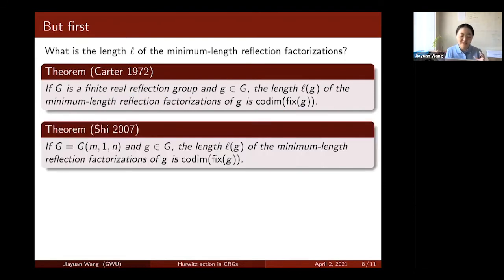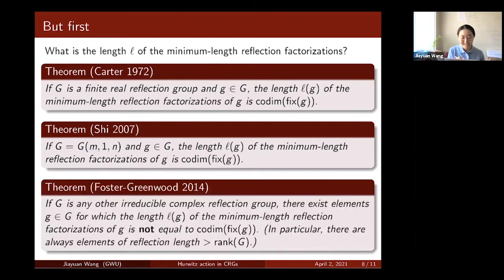And then Shi in 2007 showed that in G(m,1,n), the reflection length of an element is also the codimension of the fixed space of that element. But Foster-Greenwood showed that for any other irreducible complex reflection group, the reflection length is not equal to the codimension of the fixed space. In fact, we can always find elements in the groups whose reflection length is bigger than the rank of the group. At the end of the pre-seminar, I will give you an example of such an element. Oh, because if it were equal to the codimension of the fixed space, that would have to be less than or equal to the rank. Yeah.